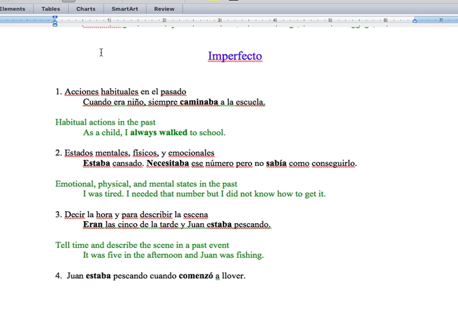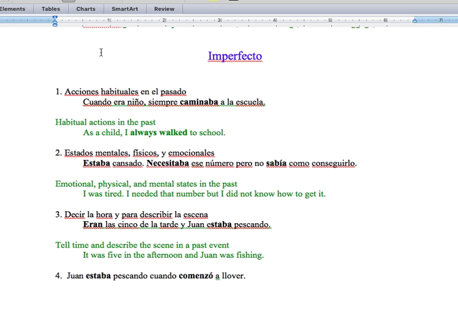When you want to talk about habitual actions in the past, let's see the example sentences. Cuando era niño siempre caminaba a la escuela. When I was a child, I always walked to class.